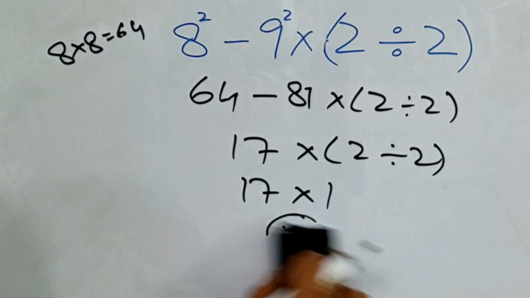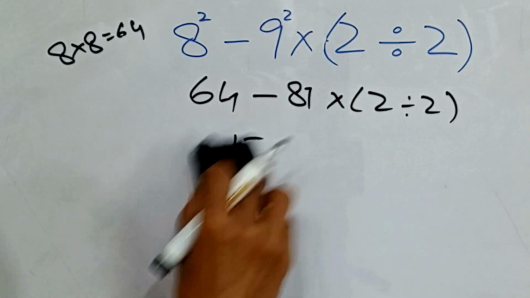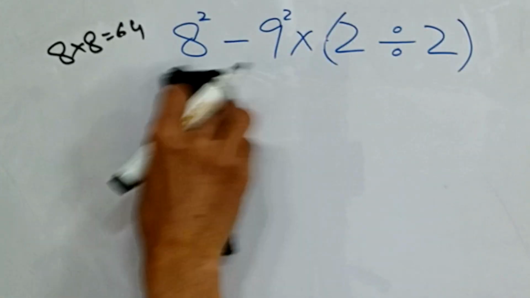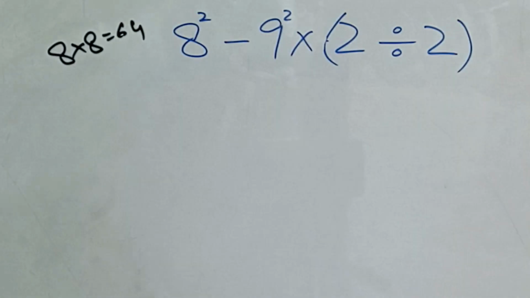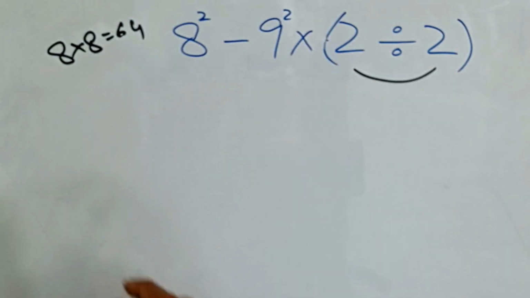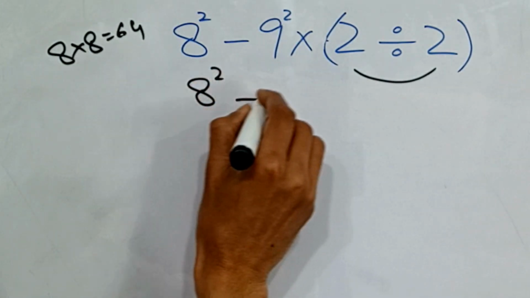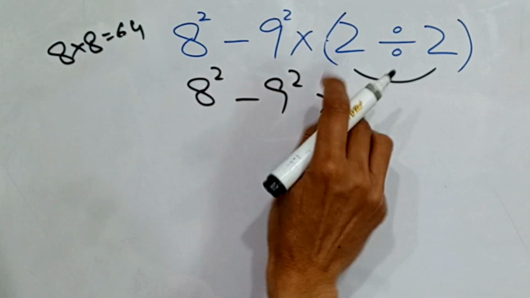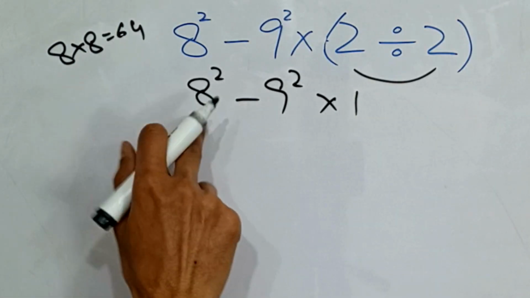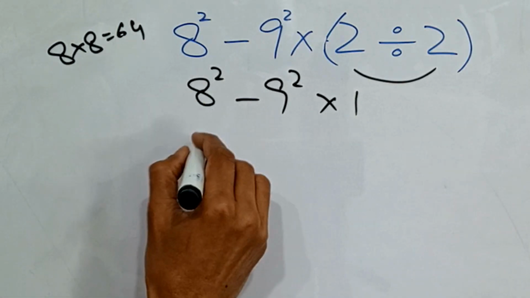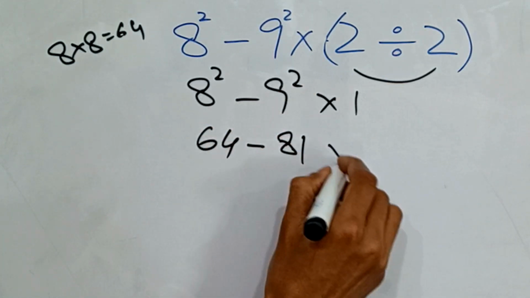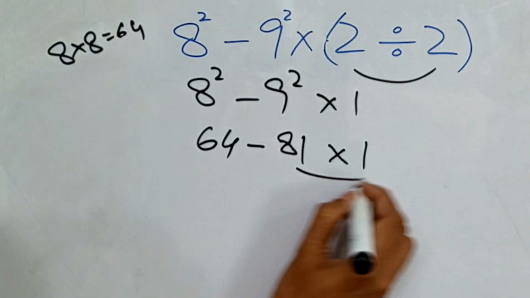We use the PEMDAS rule. So parentheses must be done before exponent and multiplication and subtraction. Okay, so inside the parentheses first. So 8 squared minus 9 squared times 2 divided by 2 equals 1, right? Now exponent first. So 8 squared means 8 times 8 equals 64 minus 9 squared means 81 times 1. Now multiply first, right?